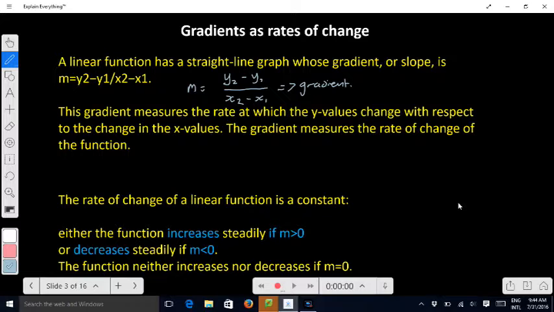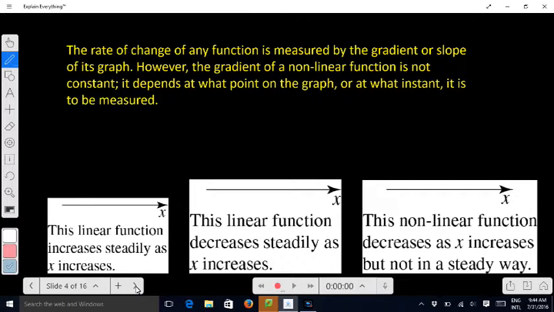The rate of change of a linear function is a constant, so either the function increases steadily if m is greater than 0, or it decreases steadily if m is less than 0. If we come up to the situation where m is equal to 0, the function neither increases nor decreases, and we'll have a look at that in examples later on. So the rate of change of any function is measured by the gradient or slope of its graph.